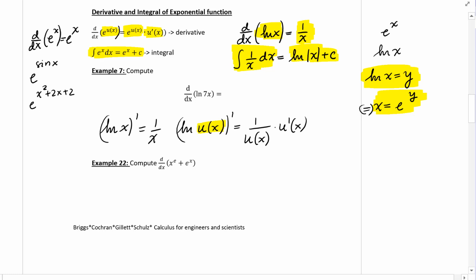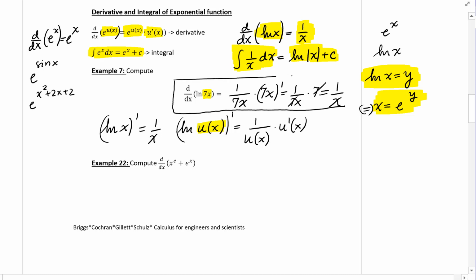So in our case, we have ln of 7x, so 7x is our u of x, so it's going to be 1 over 7x times 7x prime. So that's 1 over 7x times 7. The two 7s cancel each other, and we get 1 over x. This would be the whole solution. I just wrote other stuff on the side.